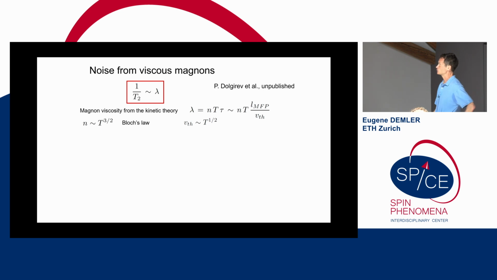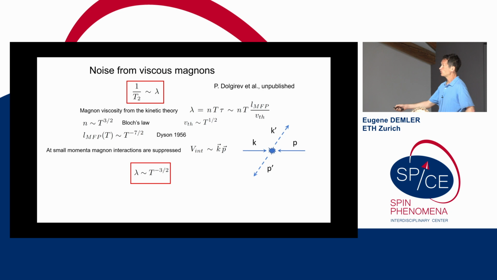And somehow it makes sense. Well, we should have less dissipation at low temperatures when there are no thermally excited quasi-particles. But let's think about this more carefully. Okay, it's true that the number of magnons decreases as we lower the temperature. But something remarkable actually has been found about magnons by Dyson back in the 50s. He found that the mean free path of magnons diverges as we go to lower temperature.